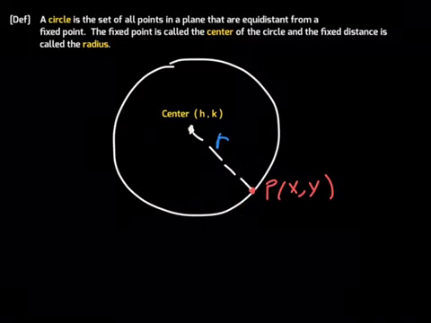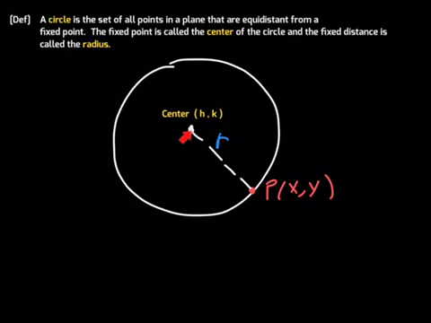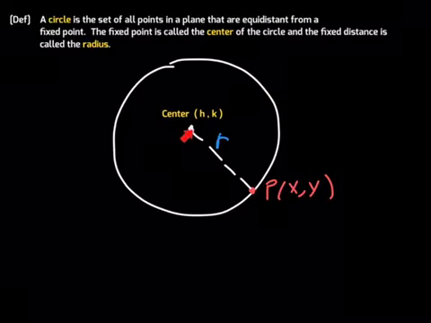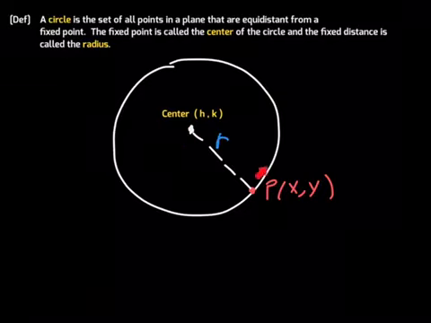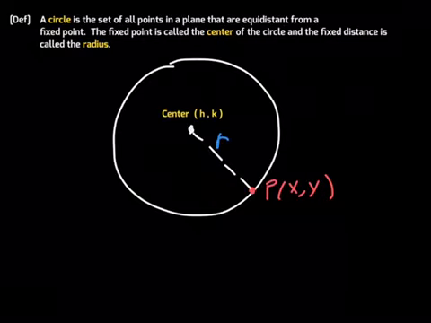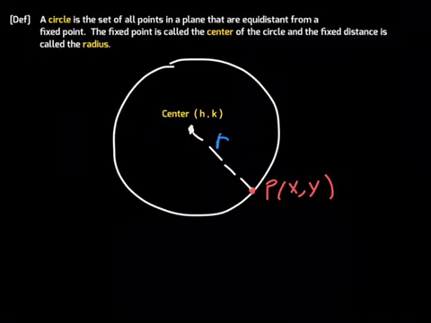All right, the center is a fixed point. It's important to notice that the center is not part of the circle. The center is not on the circle, I should say. But all of the points on the circle are the same distance from the center. We call the center the fixed point. And that fixed distance is called the radius, R for radius. All right?